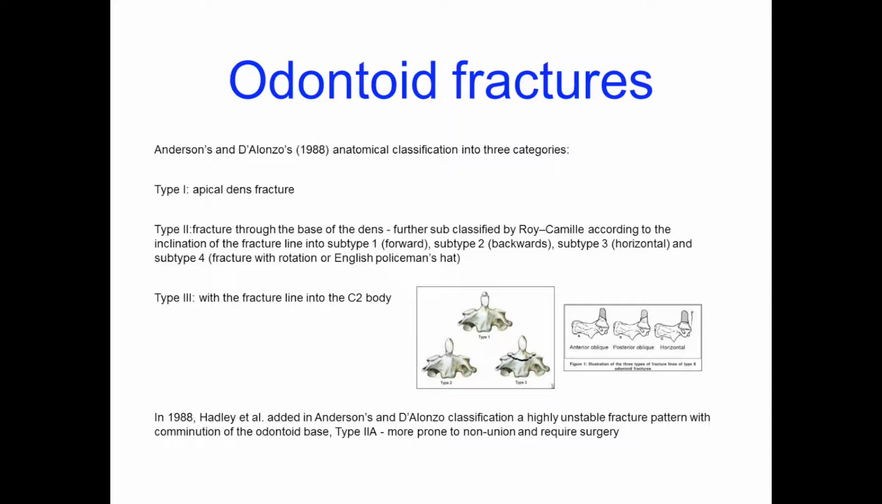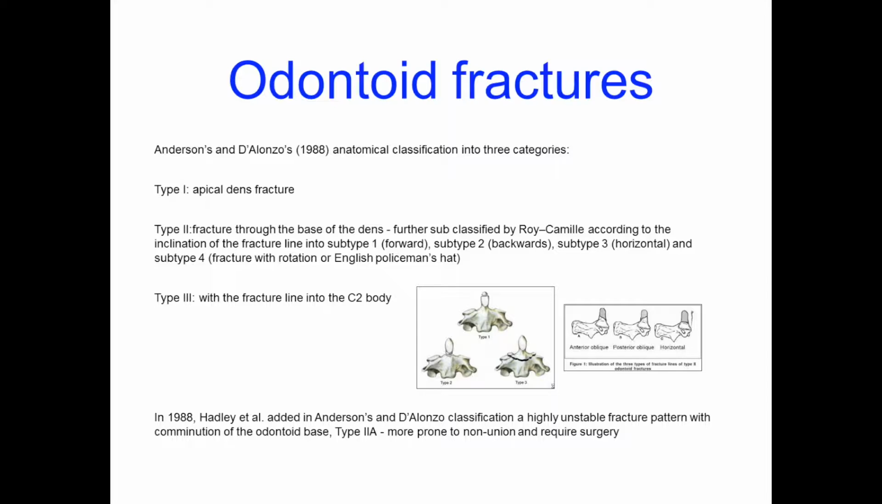Okay, we progress on to odontoid fracture classifications. The classification most commonly used here is the Anderson and D'Alonzo classification, 1974. There are others, but I think this is the simplest to remember. They categorize the fractures into 3 different types. Type 1 is your apical dens fracture, which is exceptionally rare, type 2 is the base of the dens, and type 3 extends into the body of C2.